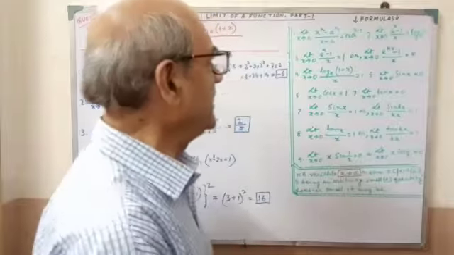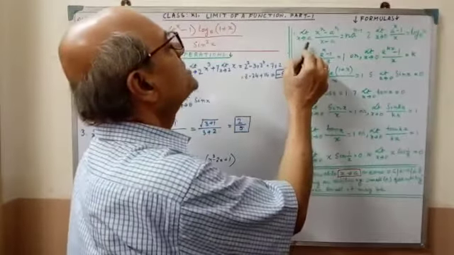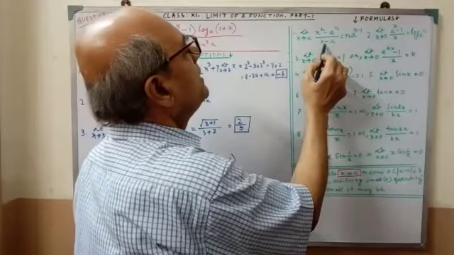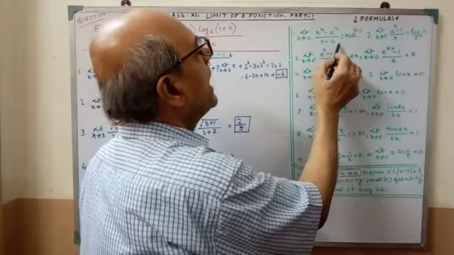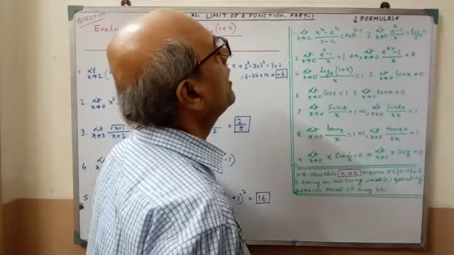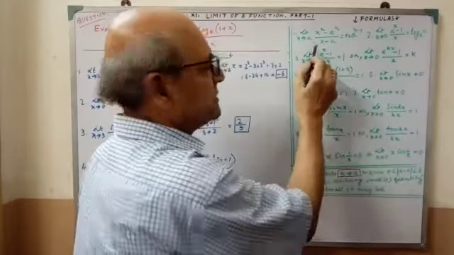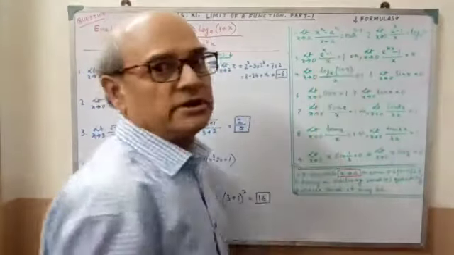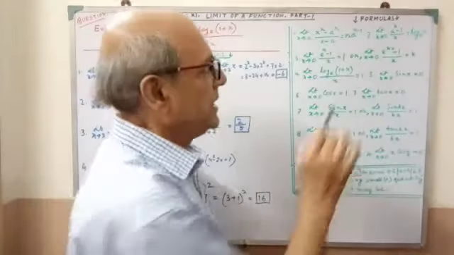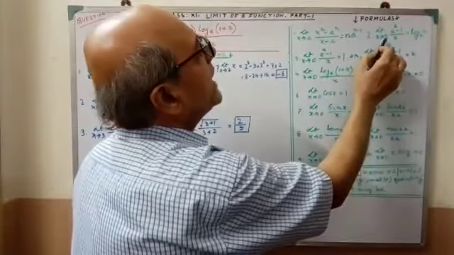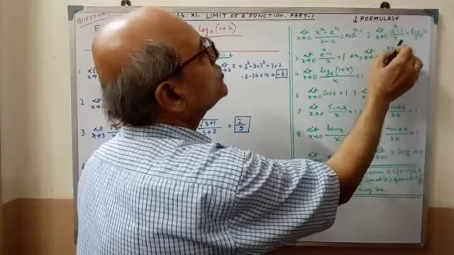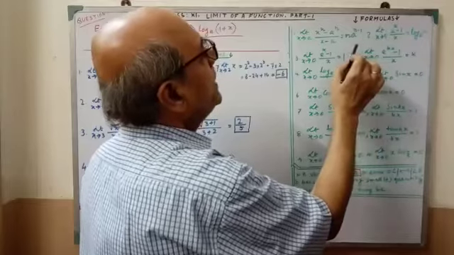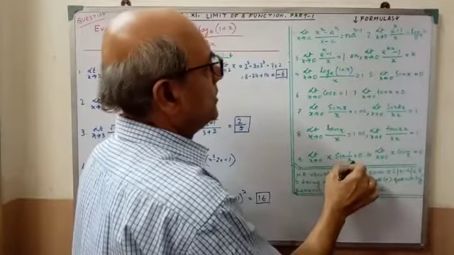Please pay your attention. Limit x tends to a, x to the power n minus a to the power n divided by x minus a equal to n into a to the power n minus 1. This frame of the formula and result, these two things you have to remember. Another, that is limit x tends to 0, a to the power x minus 1 by x equal to log e a. In this way, there are more.